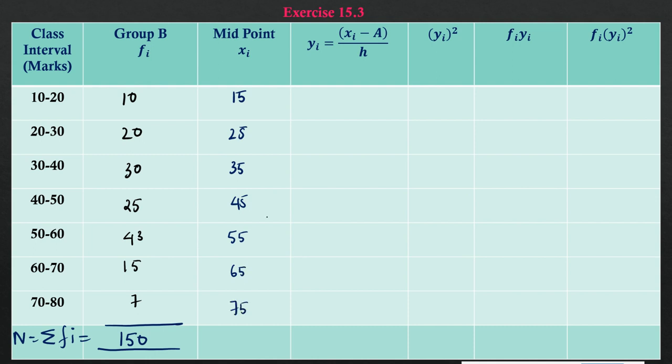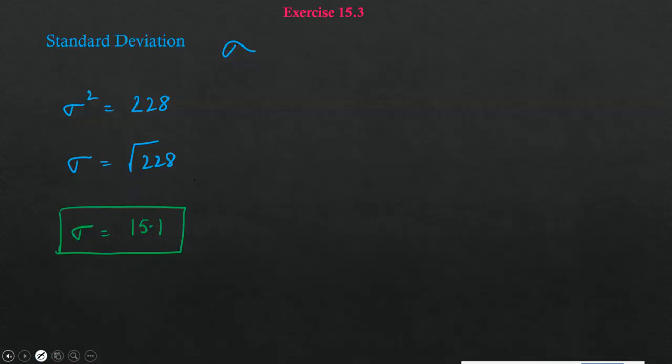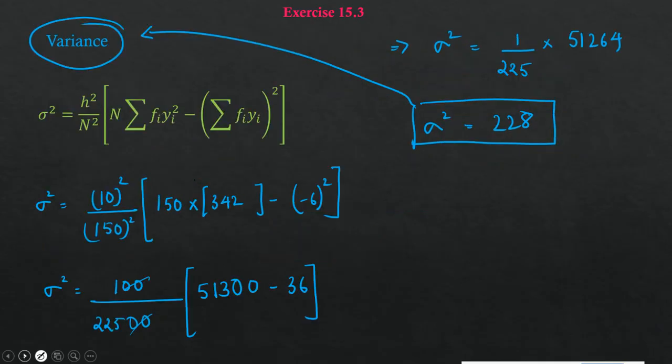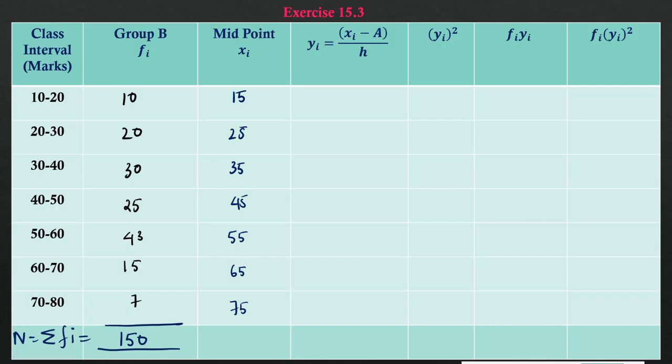Next, I should be finding out the value of yi. Yi value will also be similar to the first group value, or group A and group B will have the same value of yi. So I will be writing the value of yi as minus 3, minus 2, minus 1, 0, 1, 2 and 3. If I square it, I will be getting this as 9, 4, 1, 0, 1, 4 and 9.